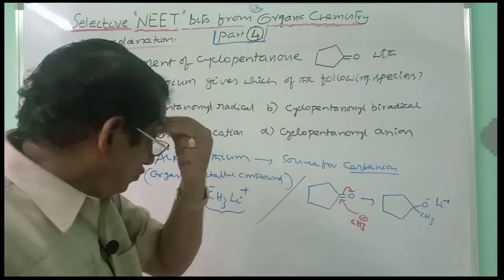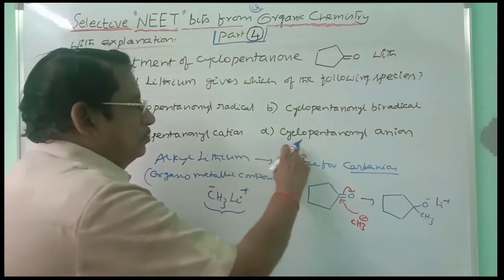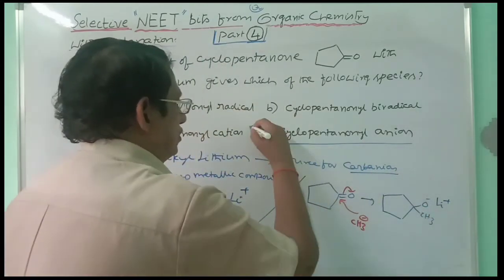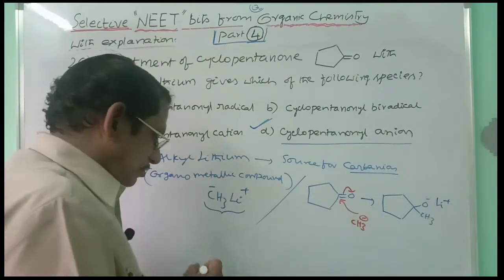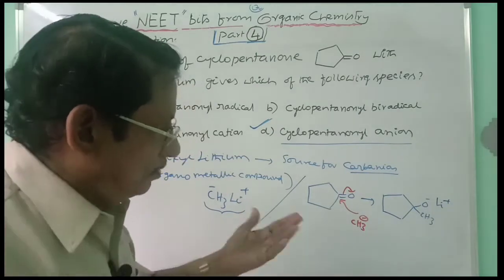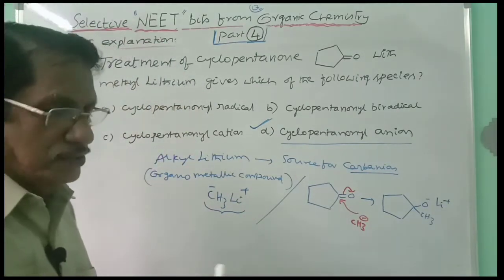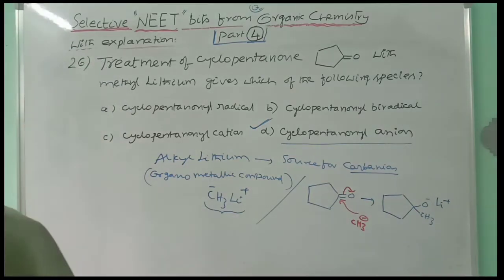And in this way, which is the correct bit here? Cyclopentanone anion here. This is the correct bit because it is anion. In that way, nucleophilic attack on carbonyl compound always gives you first anion, and that will be attacked by electrophile to give the products. Okay? The next one.